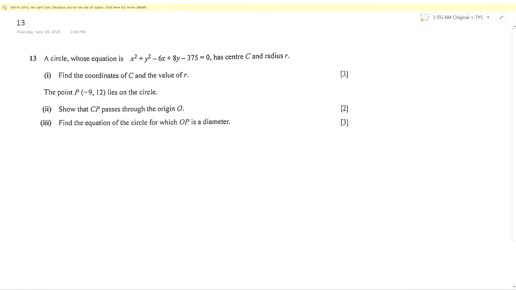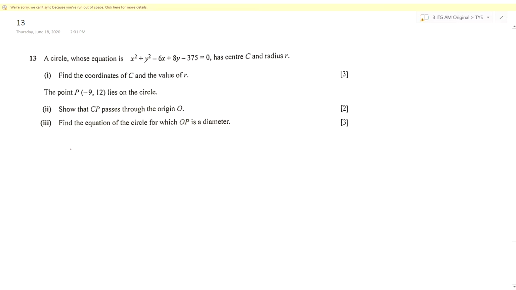The last question we are going through for this paper is question 13. We have a circle with this equation, and we need to find the coordinates of the center and the value of r. So as mentioned in the previous few papers, we can either memorize and obtain the x and y values from the coefficients of x and y, as well as the value of r from a combination of these three values. Alternatively, we can complete the square.